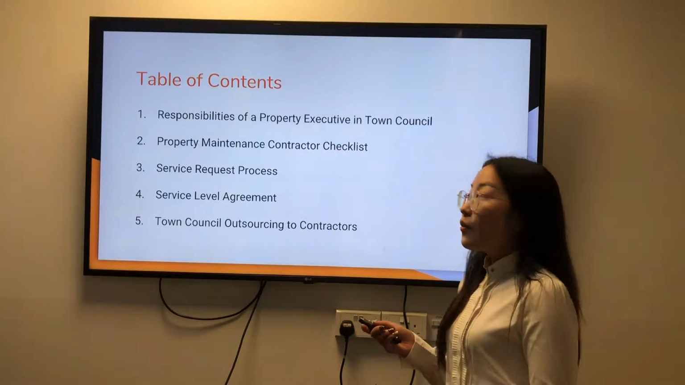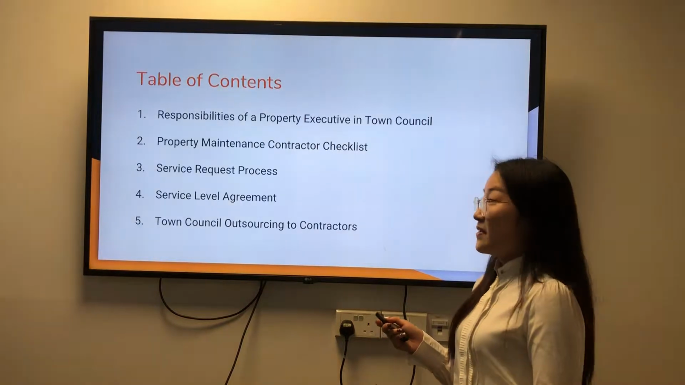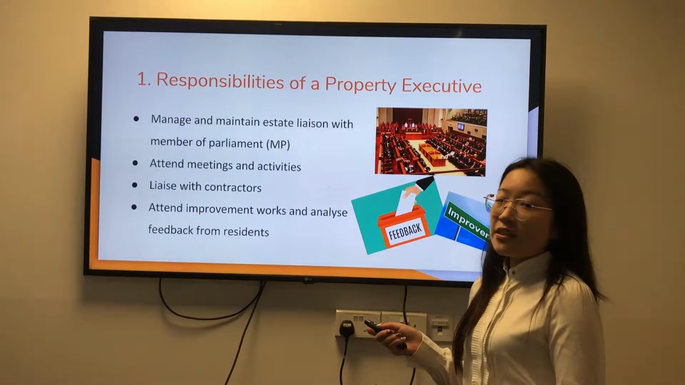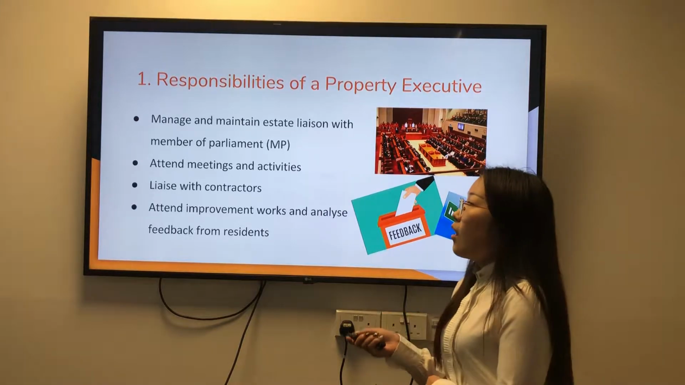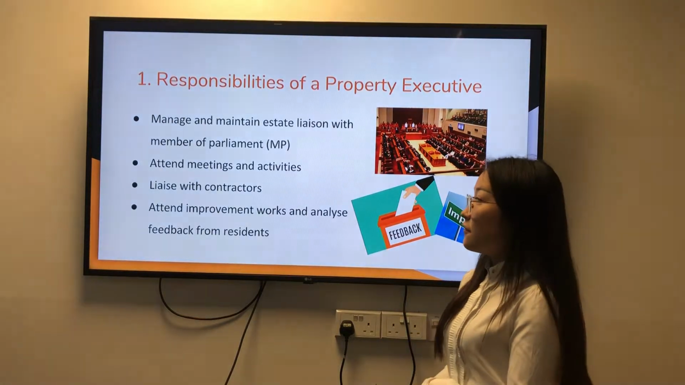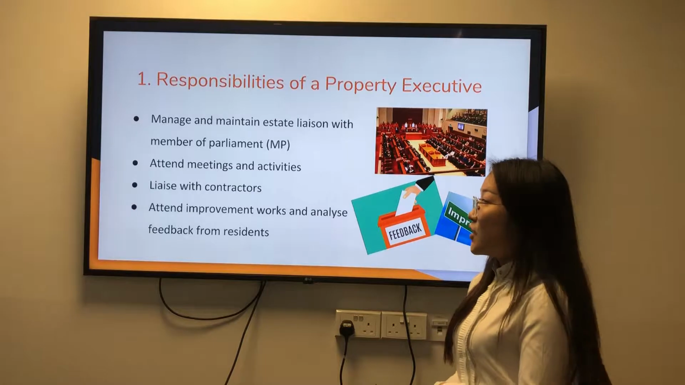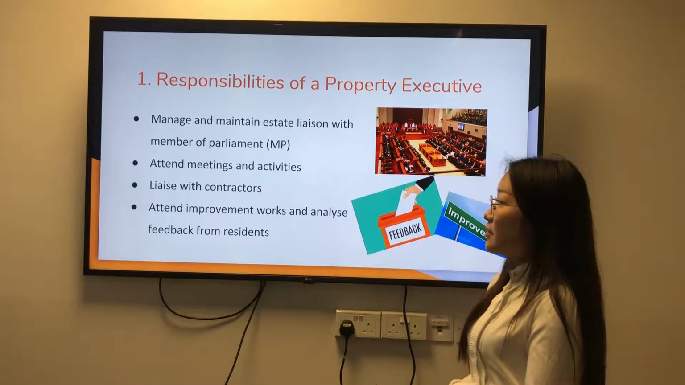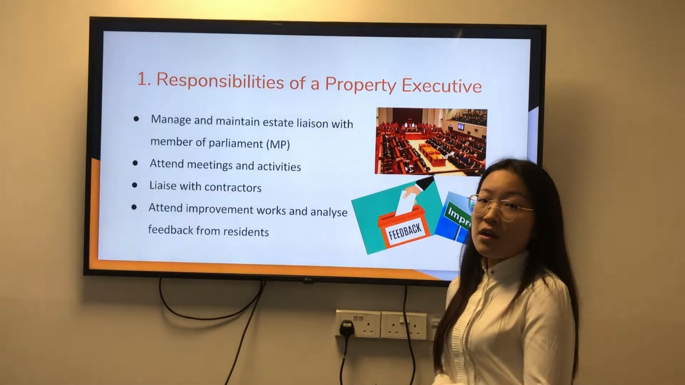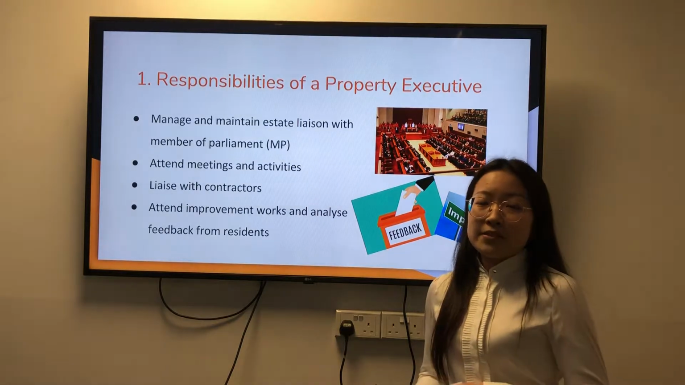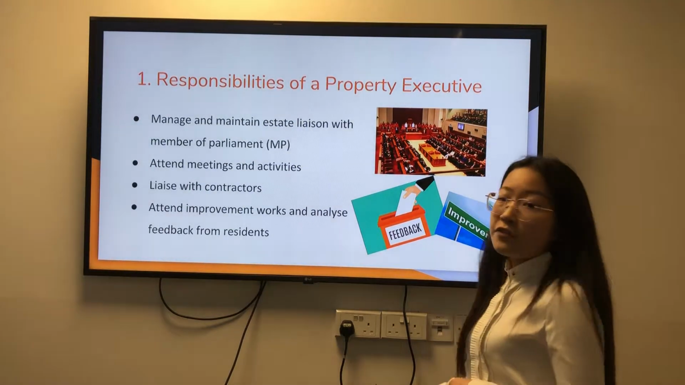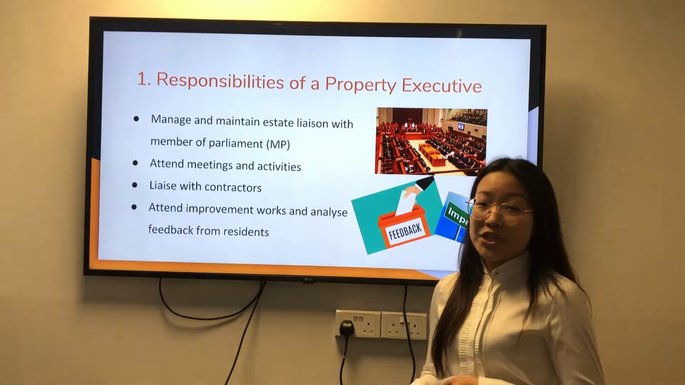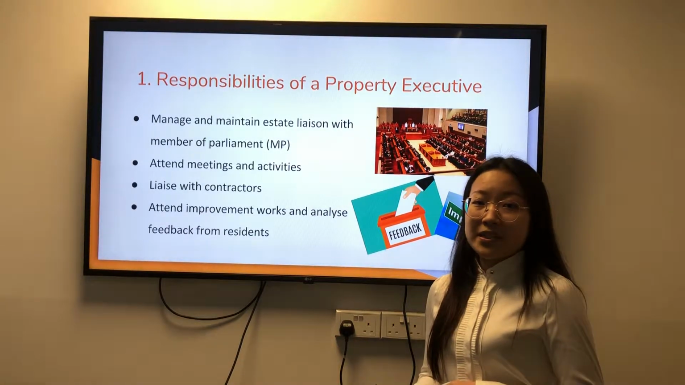Okay, we are covering these topics under our presentation. I will start with the first topic, responsibility of a property executive. Being a property executive requires managing and maintaining estates along with the Member of Parliament, the MP. The MP is in charge of the welfare of residents, so the property executive will help the MP to manage and maintain the estates in the town area.